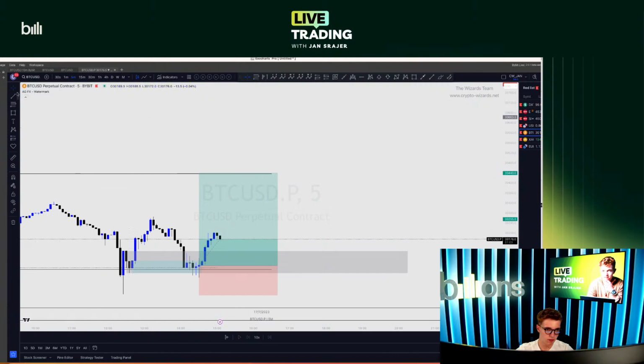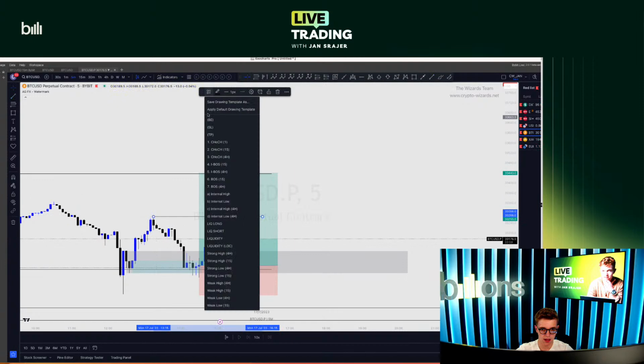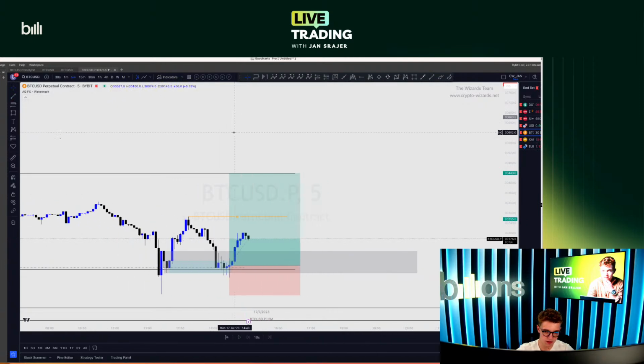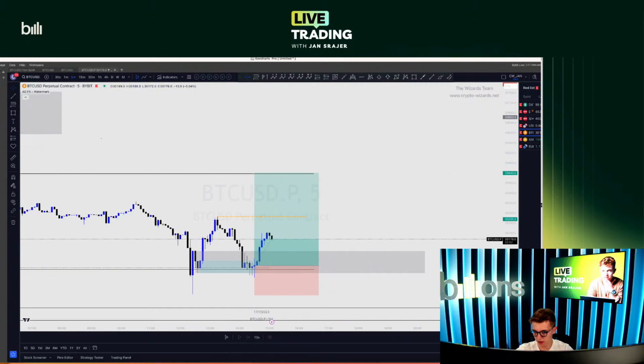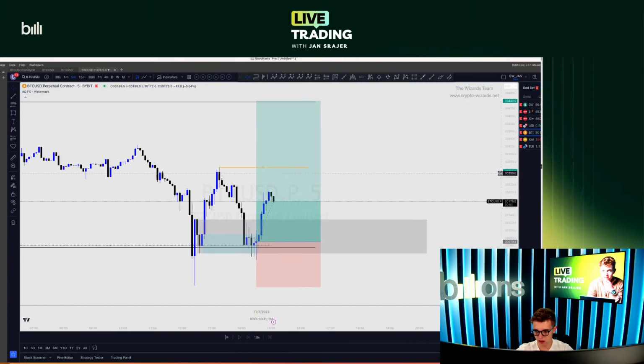I'm going to be moving stop loss to break even once we close above this high on either 5 or 15 minute time frame. 5 is a bit too aggressive, so maybe I will wait for 15 minute. This is going to be the BE level, so break even. What I mean by that, I will be moving my stop loss to break even, so even if the price reverses back down, I won't lose any money on this trade. So this is a bit about the trade management.